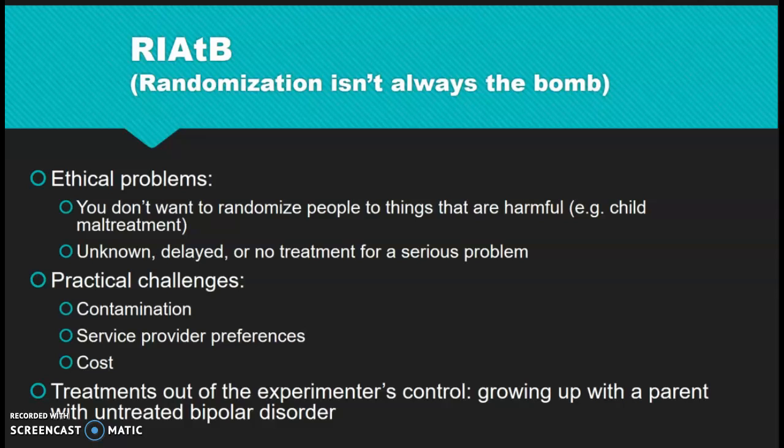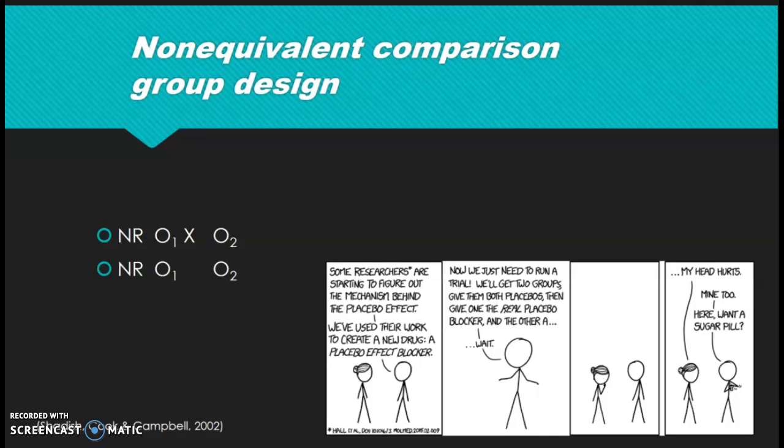There's also practical challenges, most notably that they are expensive. But also, sometimes things are out of our control. Like, we can't control everything that a person does. We can't control the extraneous variables and things like that. So we need to look at a non-equivalent comparison group design.